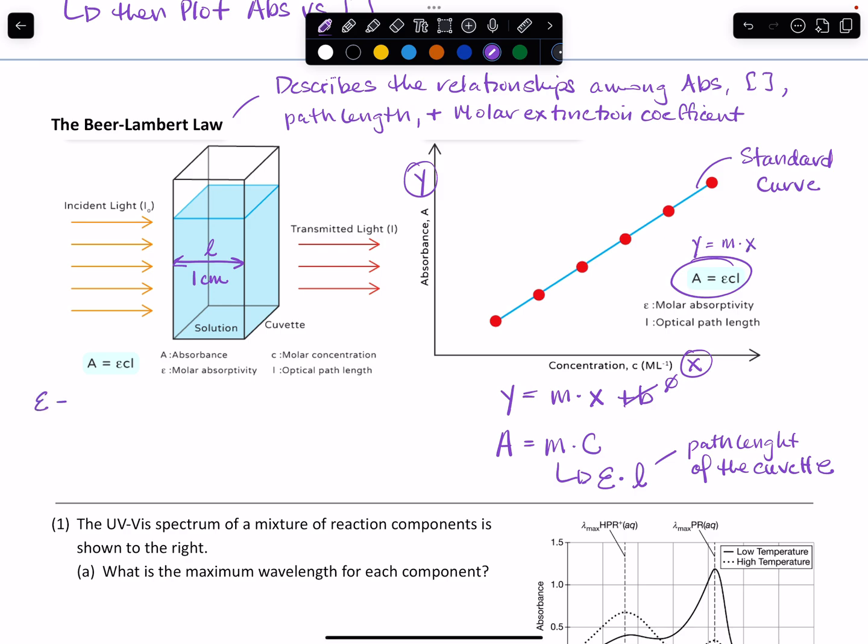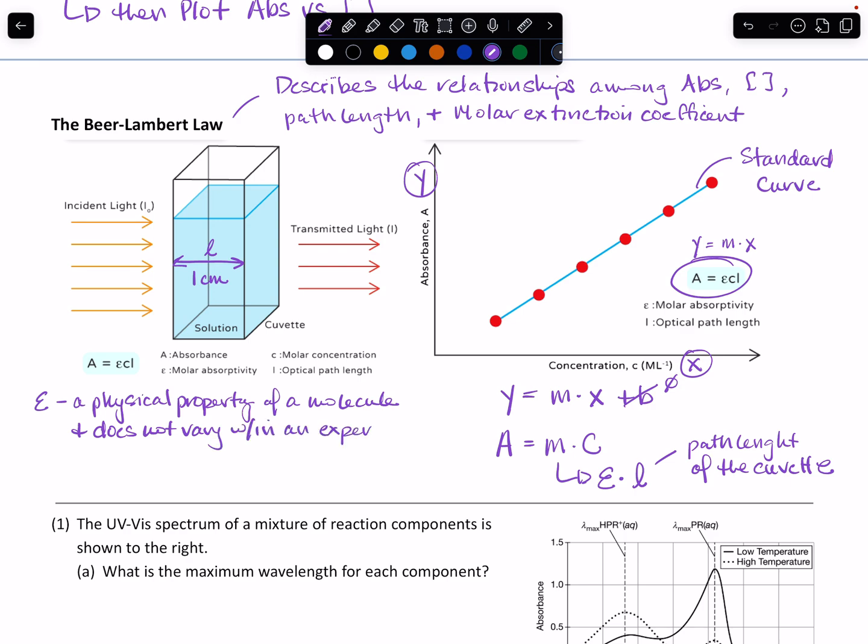All right. So what is that extinction coefficient? It's a physical property, which means it is unique to each element of a molecule. And it does not vary within an experiment unless your sample undergoes a chemical change.